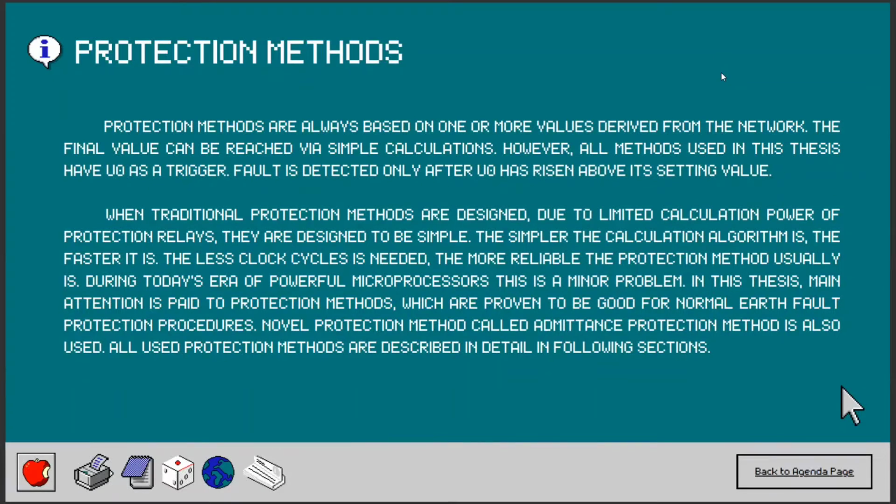During today's era of powerful microprocessors, this is a minor problem. In this thesis, attention is paid to protection methods which are proven to be good for normal earth fault protection procedures. A novel protection method called the admittance protection method is also used. All these protection methods are described in the following slides.